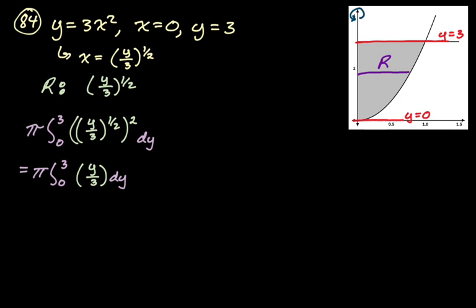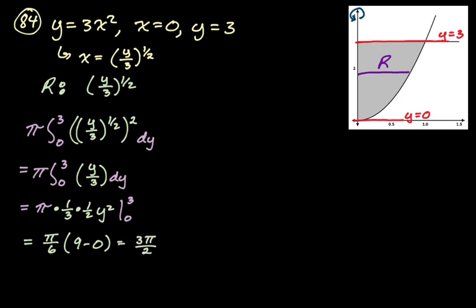So now we're going to integrate. So it's going to be pi. I'm going to pull out the 1/3 and then do plus 1 times the reciprocal. So 1/2 y to the second. And we're still going from 0 to 3. So when we plug in 3, we're going to get 9. When we plug in 0, we're going to get 0. And there's a pi over 6. So 9 minus 0. So that is 9 over 6, which is 3 pi over 2.